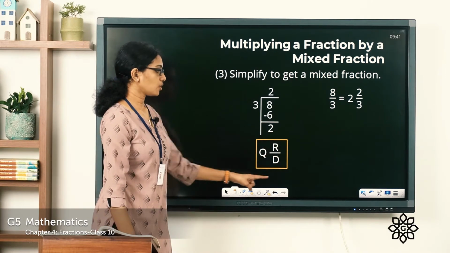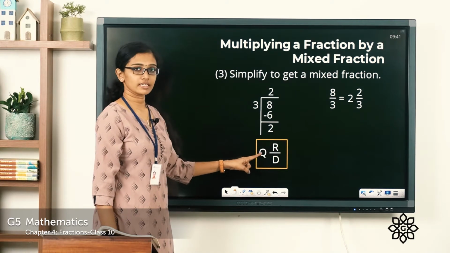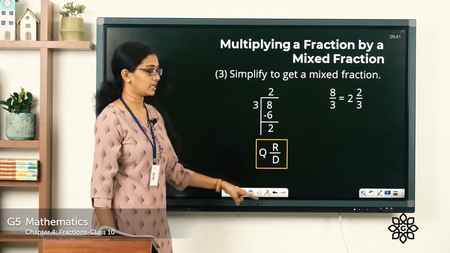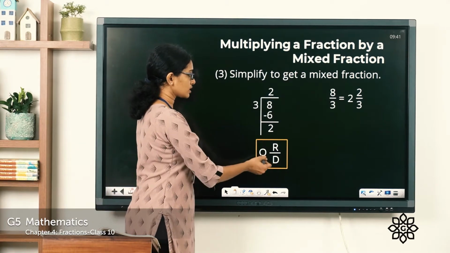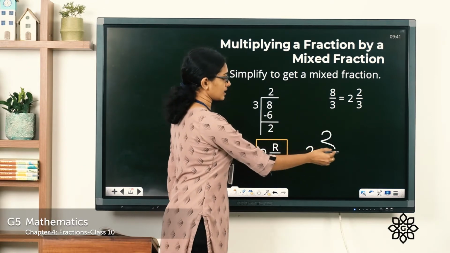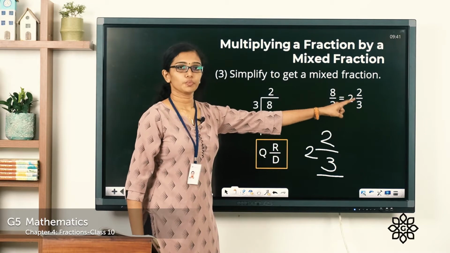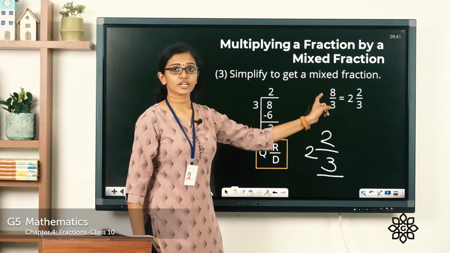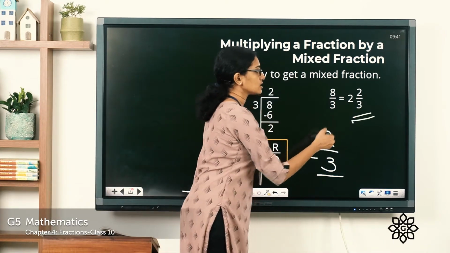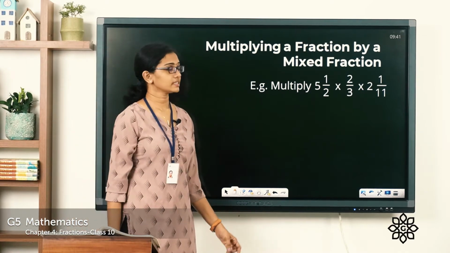And our formula for converting to a mixed fraction is you have to write the quotient as the whole number, and the remainder by the divisor. So the quotient is how much? 2 here, and the remainder here is 2 and the divisor here is 3. So this is the product of the given mixed fraction and the other fraction in the question. So our final answer is 2 2 by 3. We will see one more question.